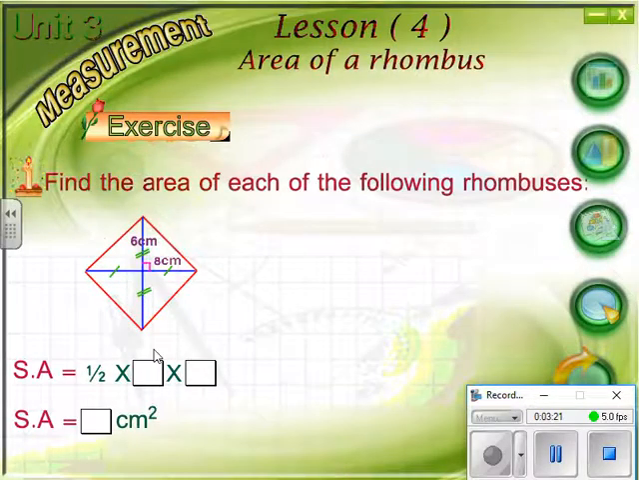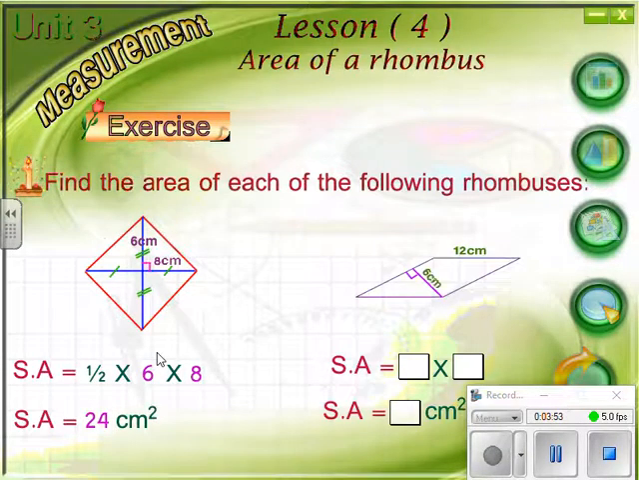Okay, now let's see some exercises about finding the area of the rhombus. Here we have a rhombus with two diagonals. One of them is 6 centimeters and the other one is 8 centimeters. To find the area, first I will write the rule, half by diagonal. Then I will make half by 6 by 8. It will equal 24.